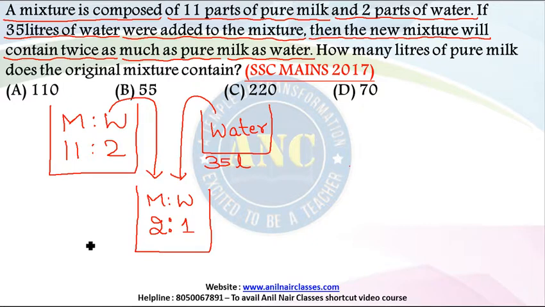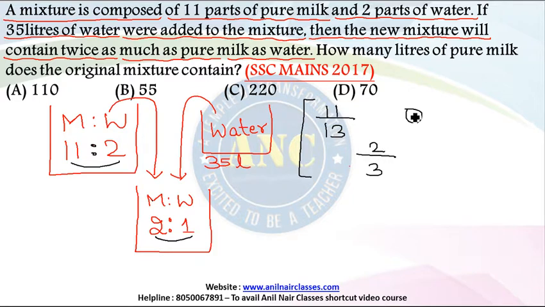Now see here. Same logic I will implement. You can work with either the milk parameter or the water parameter. I will work with the first parameter always, as usual, which is my milk parameter. Out of total 11 plus 2, 13 parts, 11 parts belong to milk. In the second vessel, there is no milk, it is pure water, so this will be 0. In the third vessel, out of total 2 plus 1, 3 parts, 2 parts belong to milk.